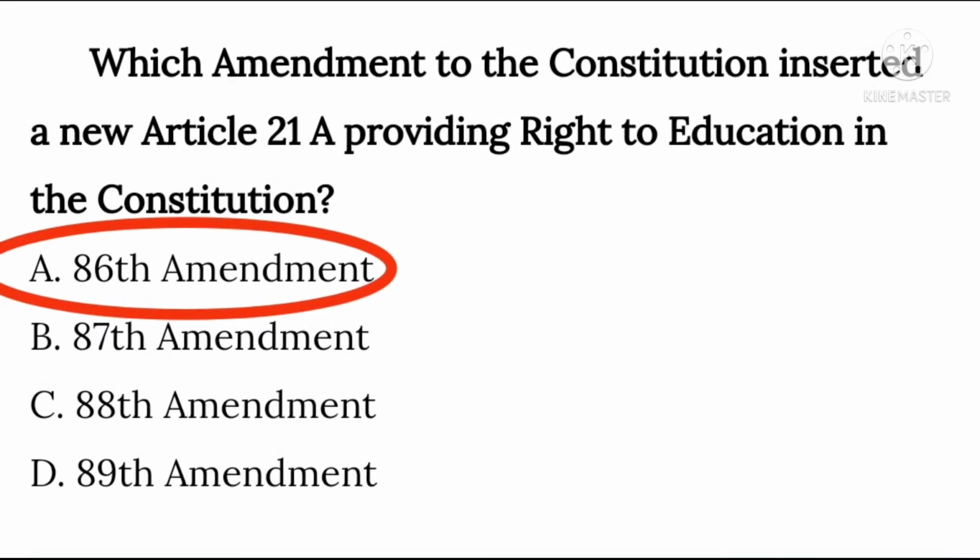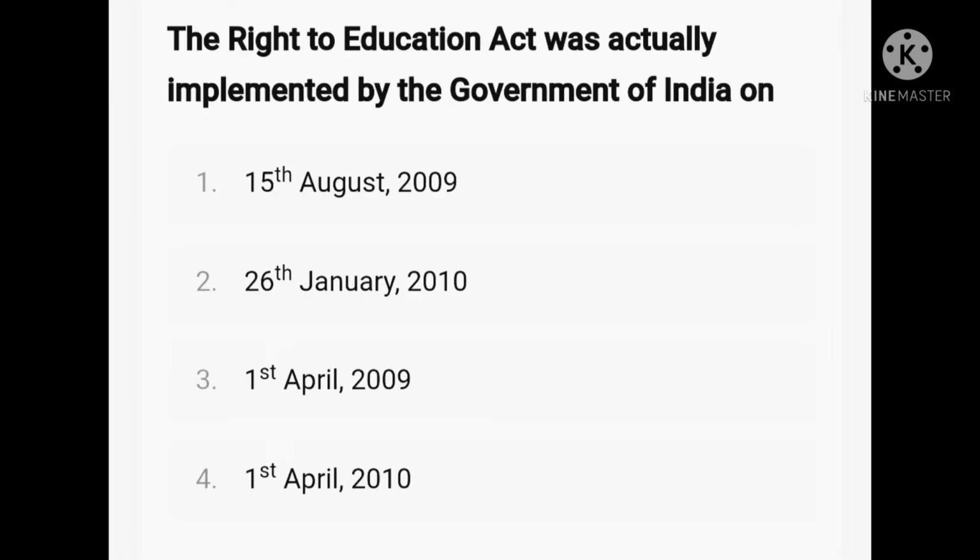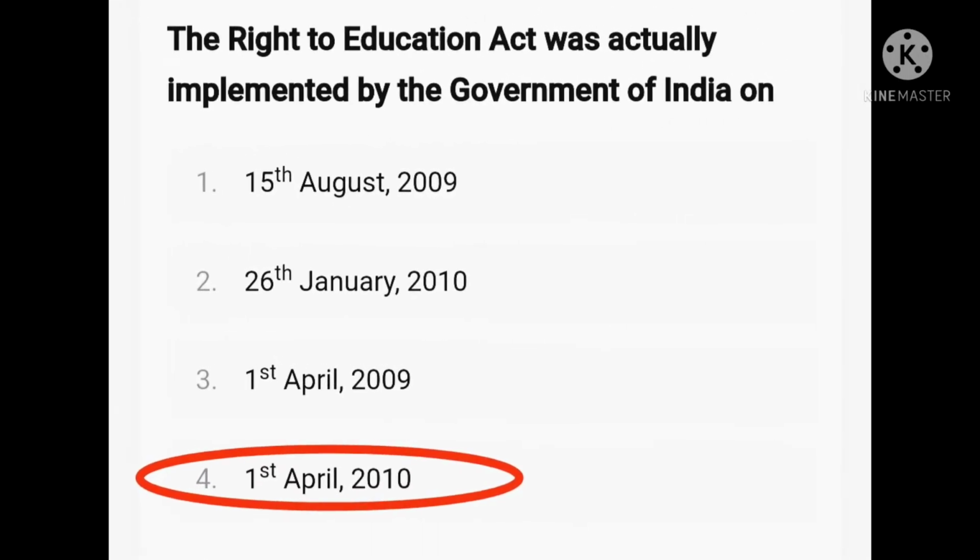Then the next question. The Right to Education Act was actually implemented by the Government of India on option 1, 15th August 2009. Option 2, 26th January 2010, option 3, 1st April 2009, or option 4, 1st April 2010. The right answer is option 4, 1st April 2010.